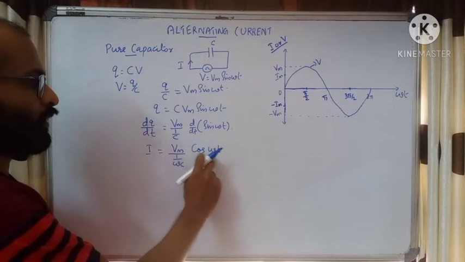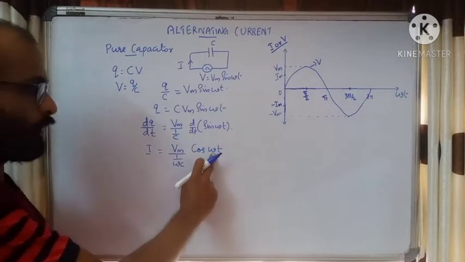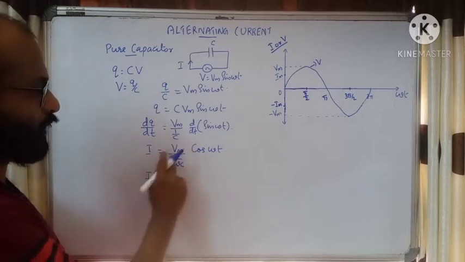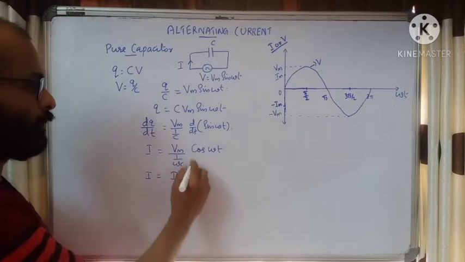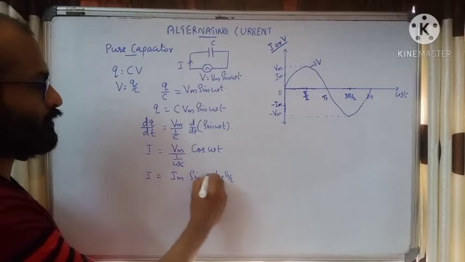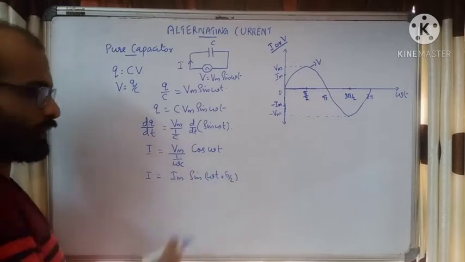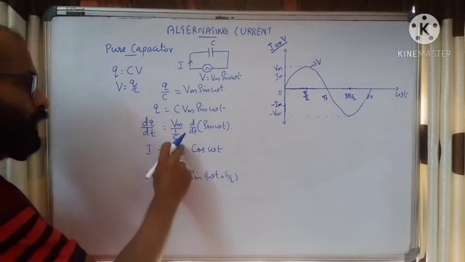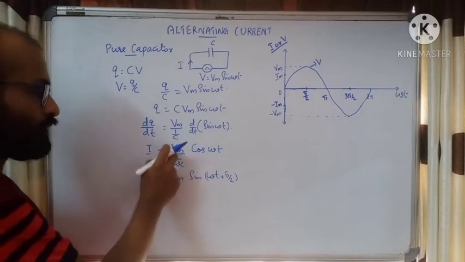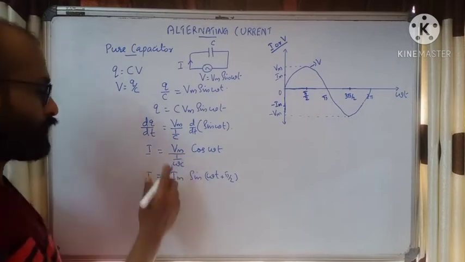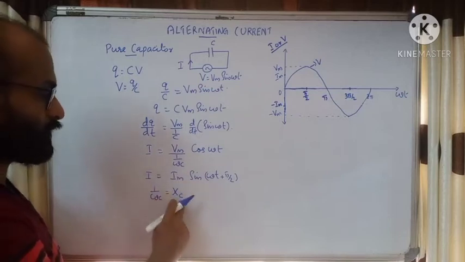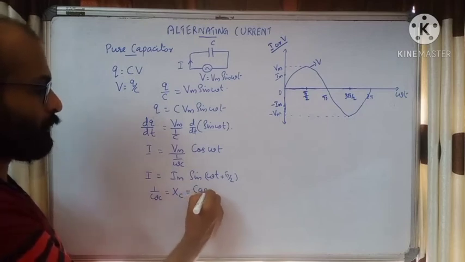We know that cos omega t is equal to sin of omega t plus pi by 2. So I can write I is equal to Im, the instantaneous value of current, where Vm by 1 by omega C is Im, times sin of omega t plus pi by 2, since sin of 90 plus theta is cos theta. Now what is Im? Im, the peak value of current, is equal to the peak value of voltage divided by some resistance. This resistance is represented by 1 by omega C, which we call XC. What is XC? It is called capacitive reactance.